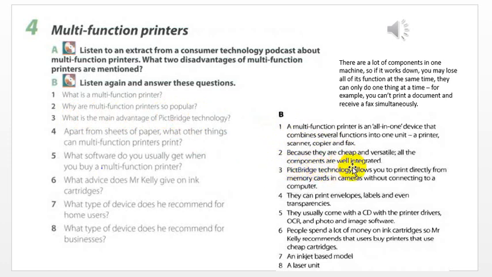All the components are well integrated. Please listen to the audio clip, read the questions and try to answer by yourself if you can. Here is the answer key.